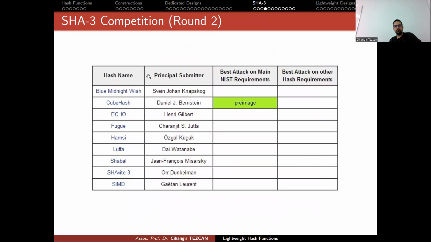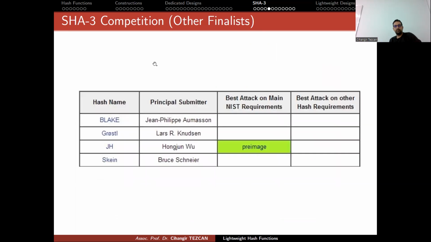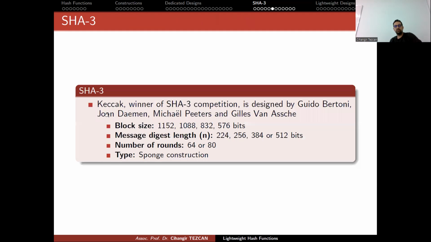So the picture continues in this way. In round 2, these are the algorithms that got eliminated. At this point, there weren't many attacks for these algorithms, but security is not the only issue here. We also focus on performance and so on. And there were 5 finalists. 4 of them, of course, were eliminated, and only 1 of them became the winner. And Keccak was the 5th algorithm here, which won the competition.